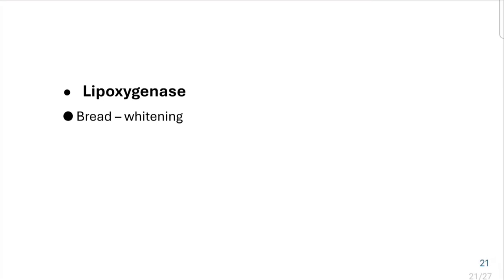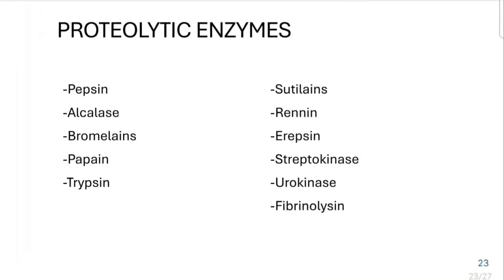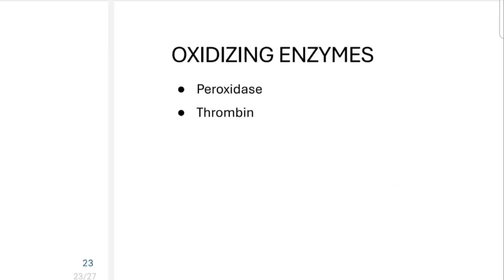Next, we have lipoxygenase. This is usually used for bread whitening by degrading lipids, causing the bread to be white. So in summary, we have your proteolytic enzymes: pepsin, alkylase, bromelain, papain, trypsin, subtilisin, rennin, erepsin, streptokinase, urokinase, and fibrinolysin.